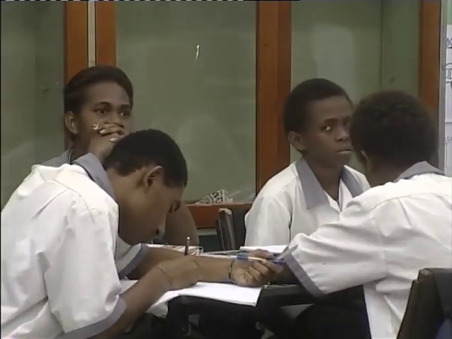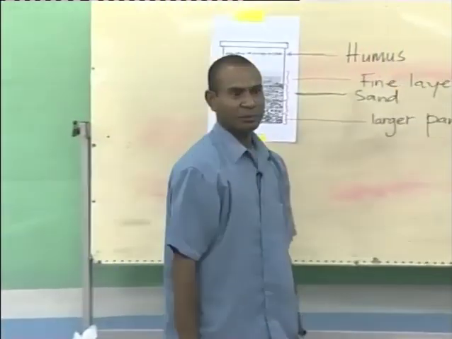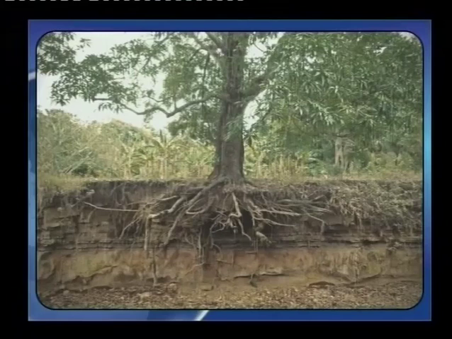Okay, while you're thinking, I want you to have a look at this picture. This is by a river. The mango tree growing beside the river has the roots coming out. The soil has been washed away. So tell us what you see. Can someone tell me what he sees or she sees?